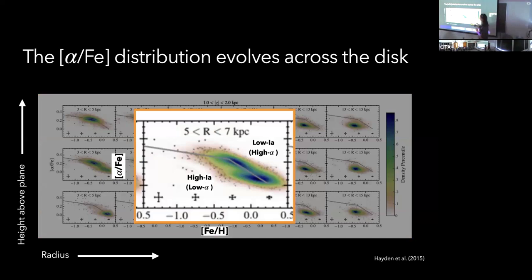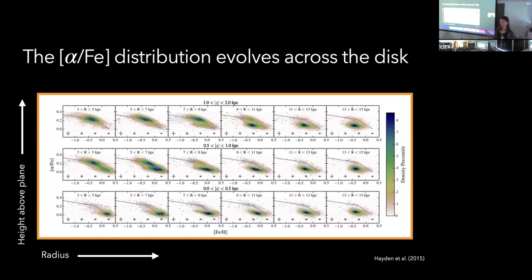If I just blow up one cell here, which is close to the solar neighborhood, we can see this high alpha population, which I'll call low Ia, and this low alpha population, which I'll call high Ia. These stars are often called high and low alpha because they have high or low alpha abundances. But physically, they're not enriched in alpha, they're just depleted in iron. They're not low in alpha, they just have a lot of iron from these type 1a supernovae that are enriching later. So low Ia and high Ia is a reference to the nucleosynthetic origin of these two populations.